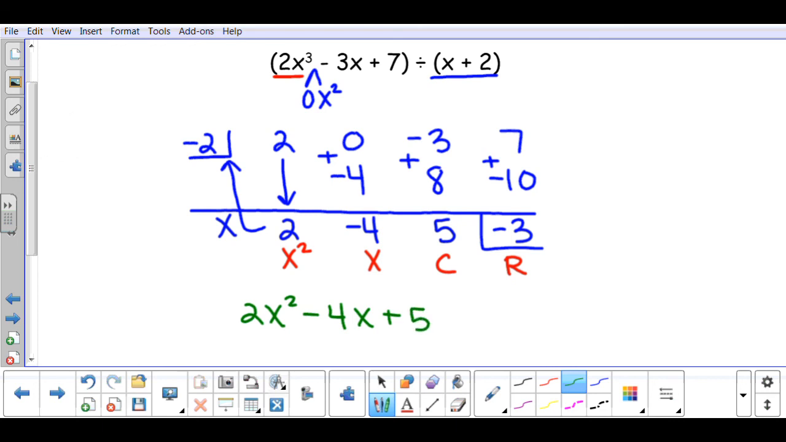Now when we write our remainder, it's going to be over what we divided by. So I'm going to have a minus 3 divided by x plus 2. And that is going to be my final answer.